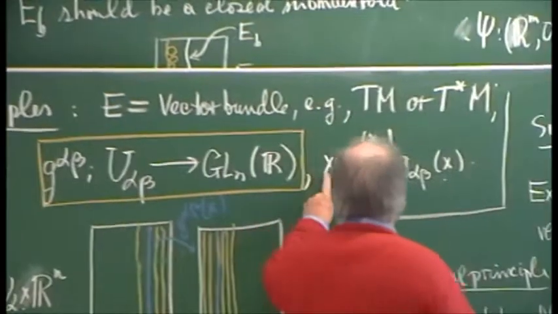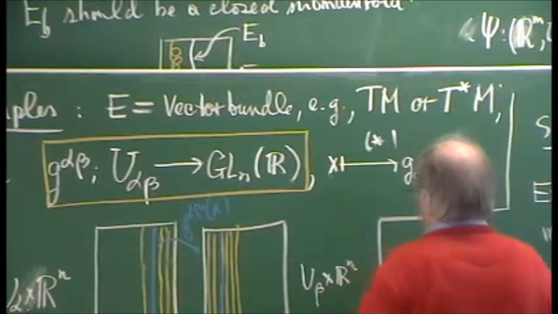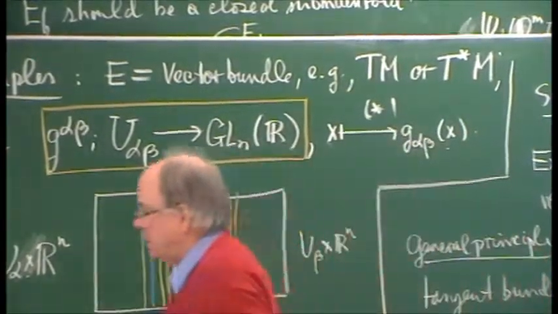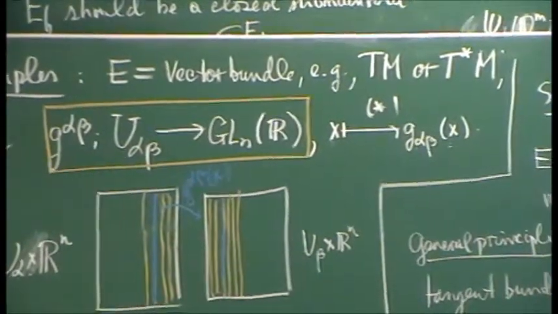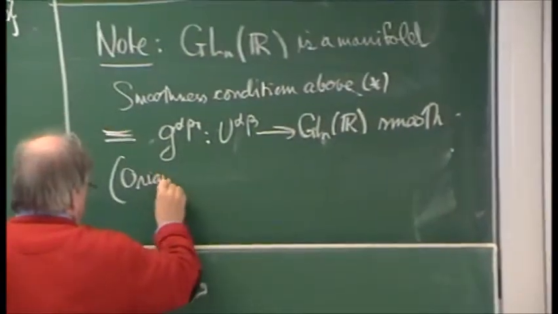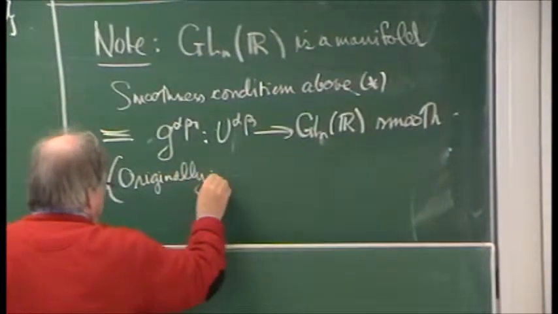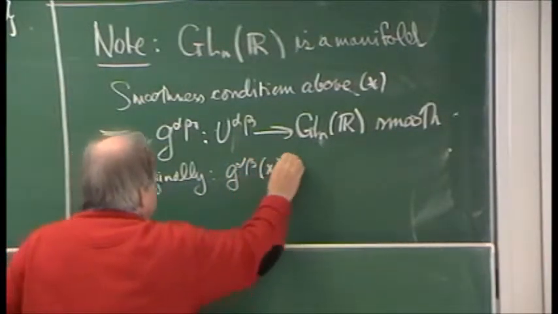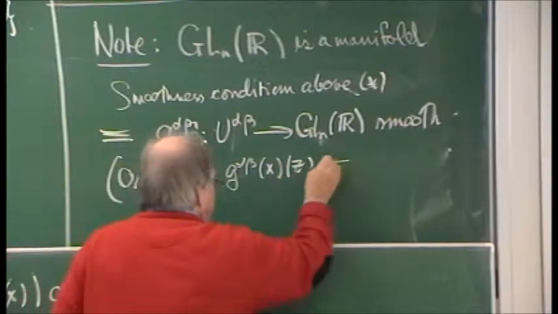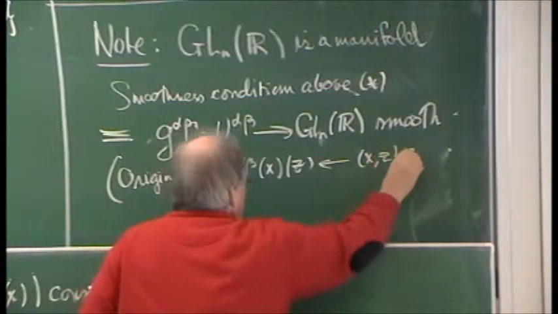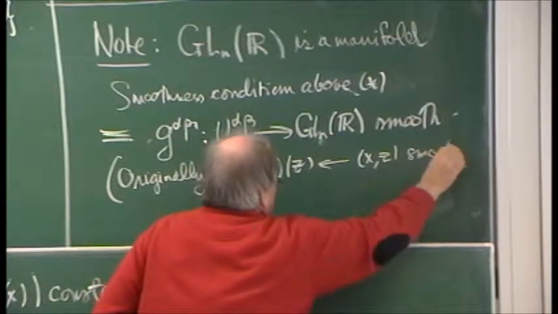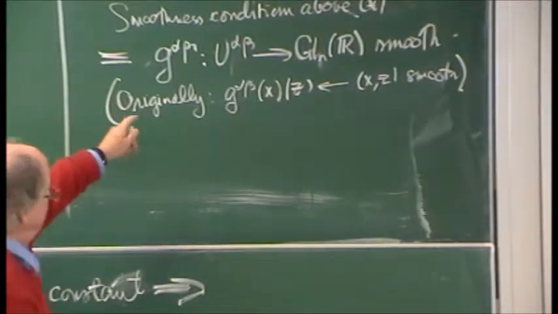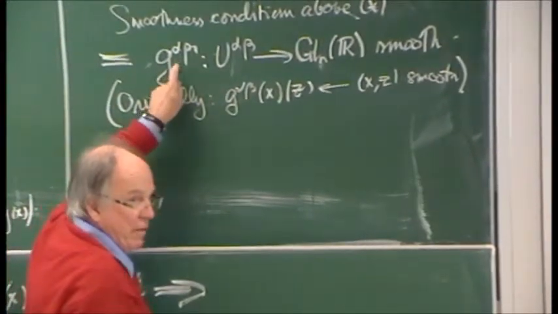See, this is a mapping of two variables somehow or another. Where is the mapping? It's gone now. So originally, we had a function of two variables. We had g alpha beta of x and z. So (x, z) goes to this smooth. But in fact, in this case, it is enough to check that these mappings are smooth.